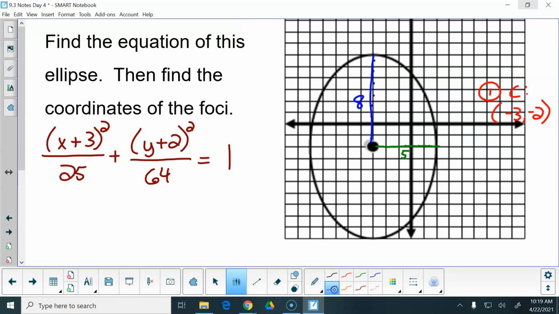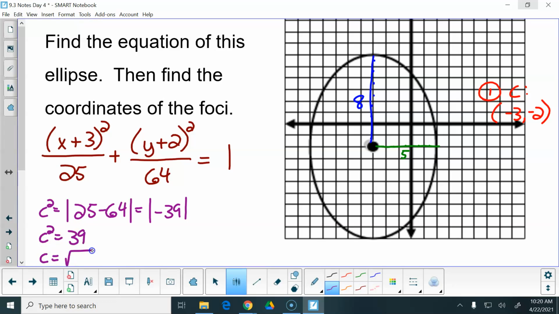C squared is going to be the absolute value of 25 minus 64. 25 minus 64 is -39. The absolute value of -39 is +39. So C then is going to be the square root of 39. 39 only has 3 and 13 as its factors. Neither one of those are perfect squares, so we can leave it as the square root of 39.